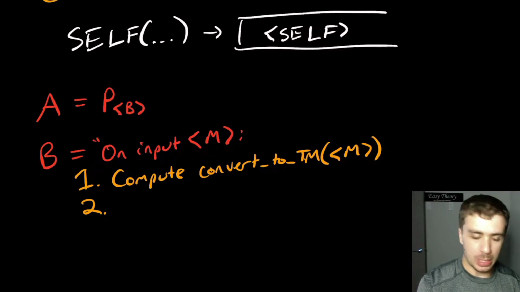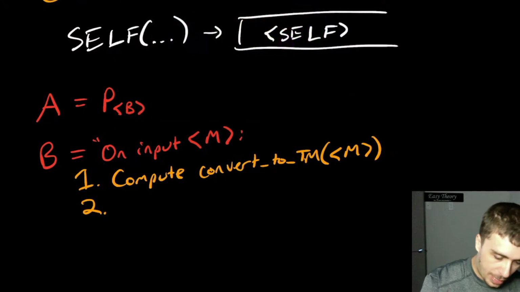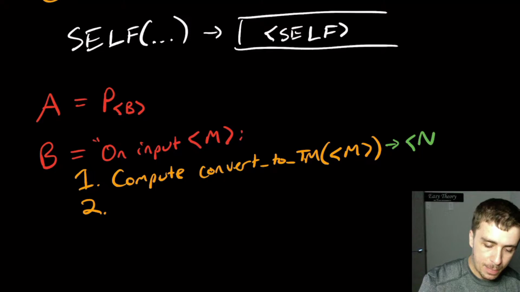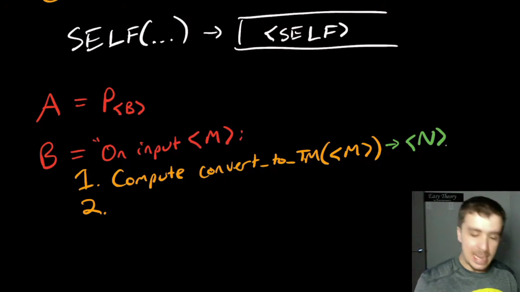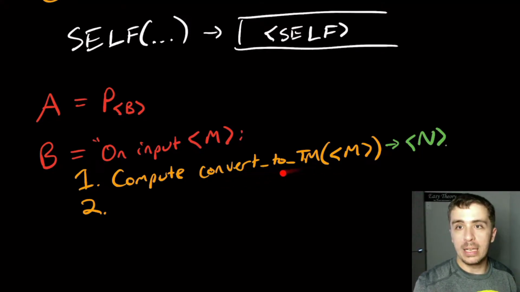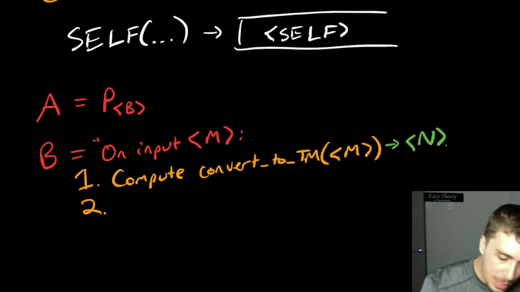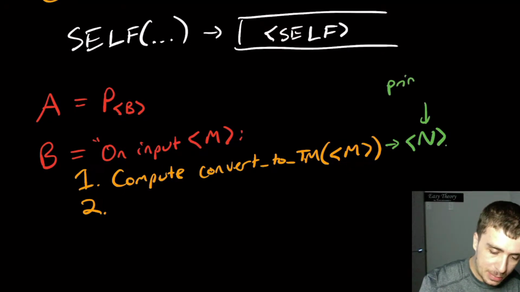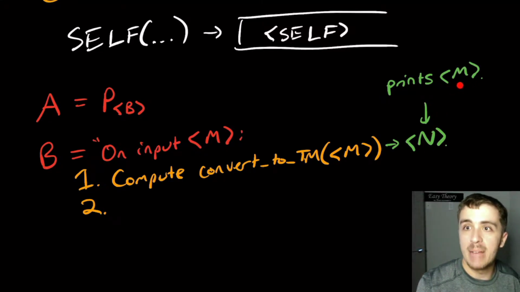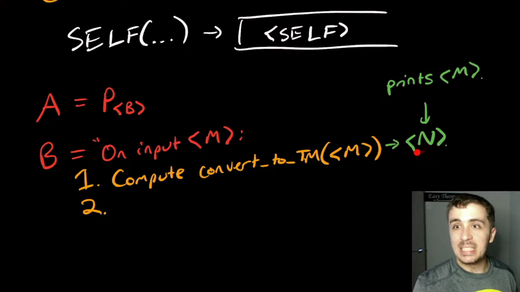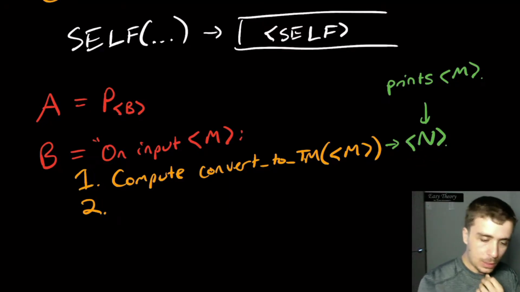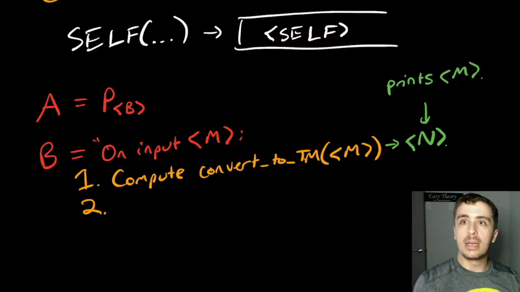And importantly, what we're going to do is combine this result with the original Turing machine. Okay, so how is that going to work? So let's call this thing, oh, I don't know, N. So N is the result of converting the description into a machine that prints the description of M. So the machine N prints the description of M, but it itself is its own description.